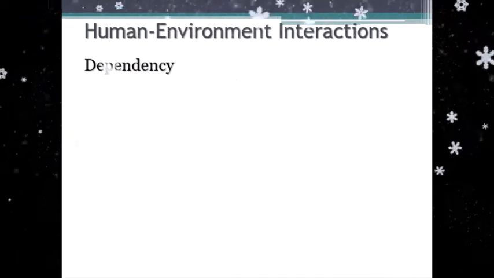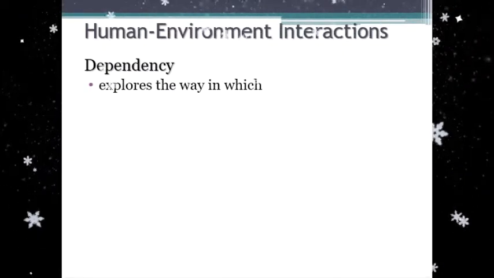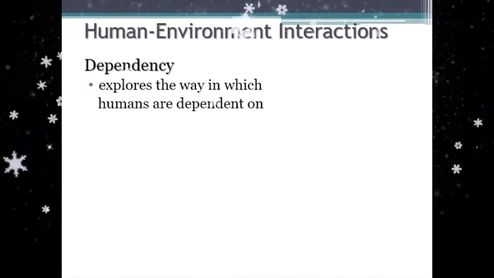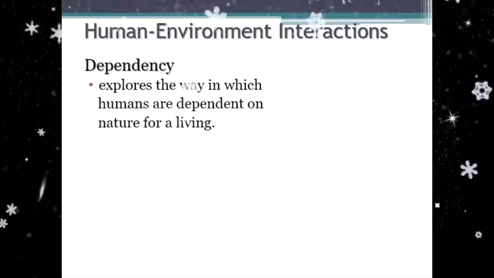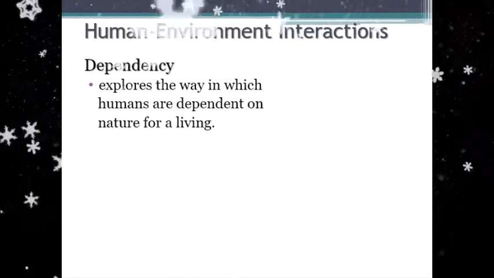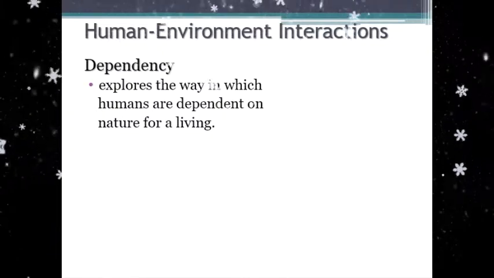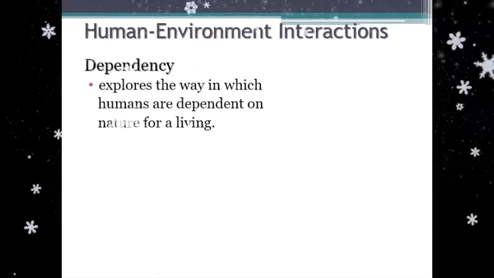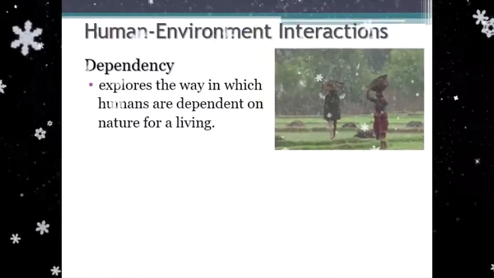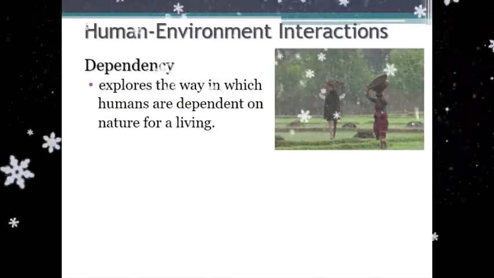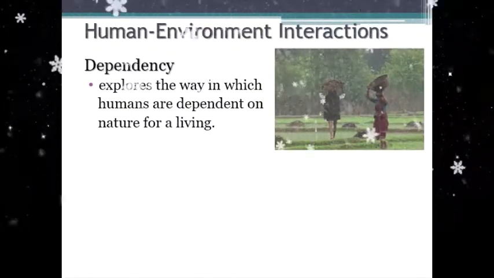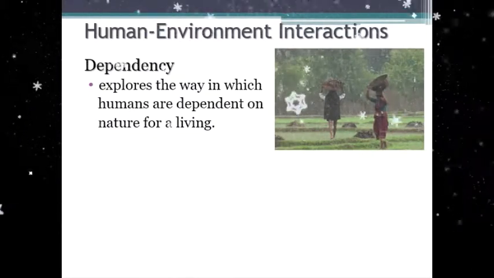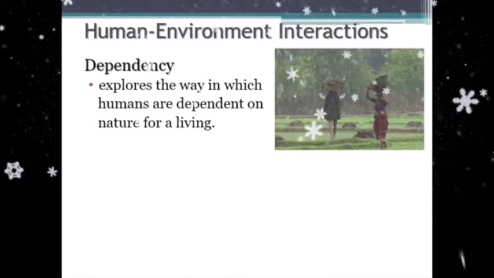Human-environment interaction. Dependency explores the way in which humans are dependent on nature for a living. So humans are dependent on the environment. Okay, as you can see in that example, they are dependent on our nature or our environment.